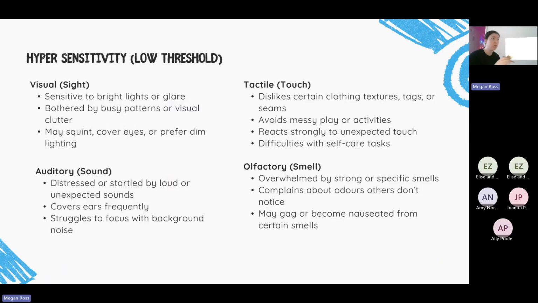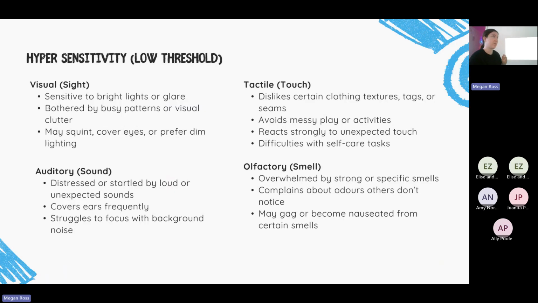But from that visual point of view, it could be that there's people, the moving, the lights, all sorts of things that can be overwhelming if they have a lower threshold or a smaller sensory cup for that. Auditory, you might notice that they're distressed or startled by loud or unexpected sounds, maybe having bigger responses than we might expect to a loud sound, covering their ears frequently, having a hard time in those noisy environments, so maybe feeling overwhelmed.